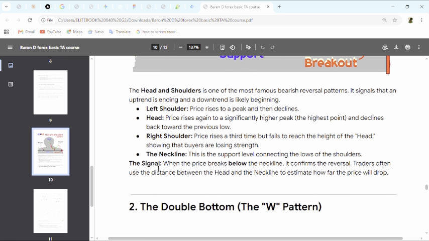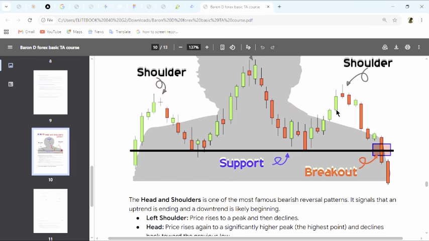The signal you have to see is when the price breaks below the neckline. It confirms the reversal has happened. Traders often use the distance between the head and the neckline to estimate how far the price will drop. So that's how it works. This is the basic understanding of the head and shoulders pattern.